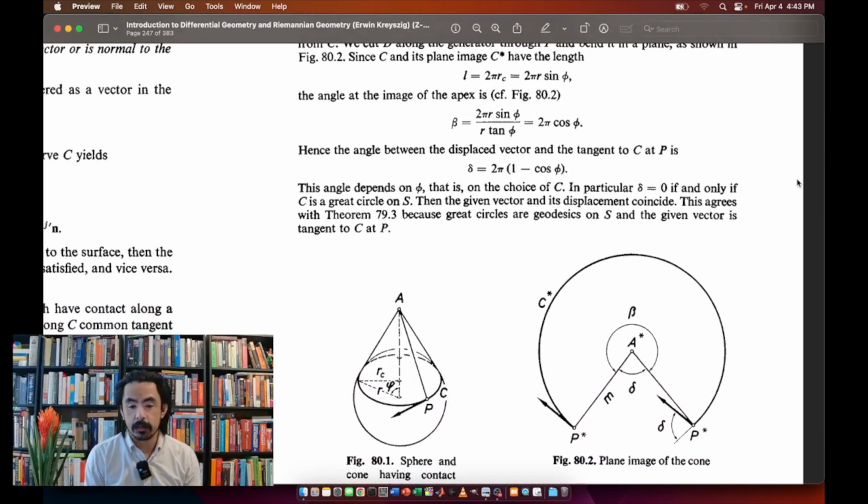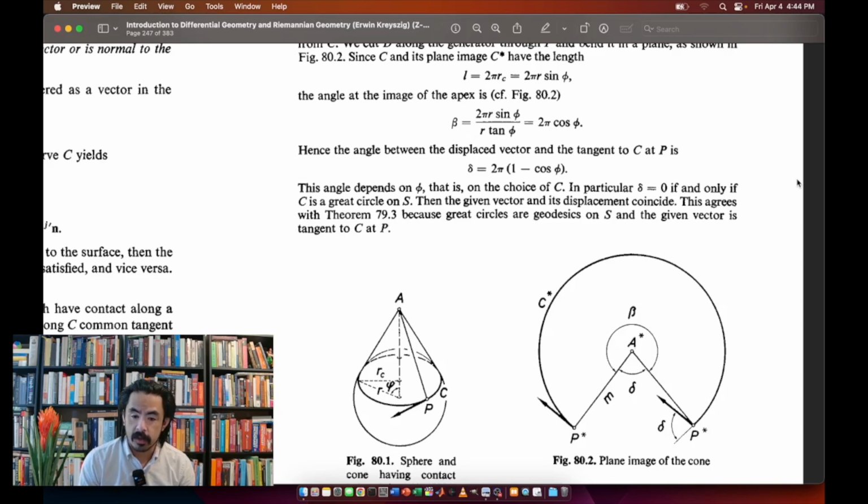Since C and its plane image C star have the length L equals 2 pi r sub c equals 2 pi r sine phi, the angle at the image of the apex is, referring again to figure 80.2 right here, beta equals a fraction with a numerator of 2 pi r sine phi all over a denominator of r tan phi, which is then equal to 2 pi cosine phi. Hence, the angle between the displaced vector and the tangent to capital C at the point capital P is lowercase delta equals 2 pi times the quantity 1 minus cosine phi closed quantity.